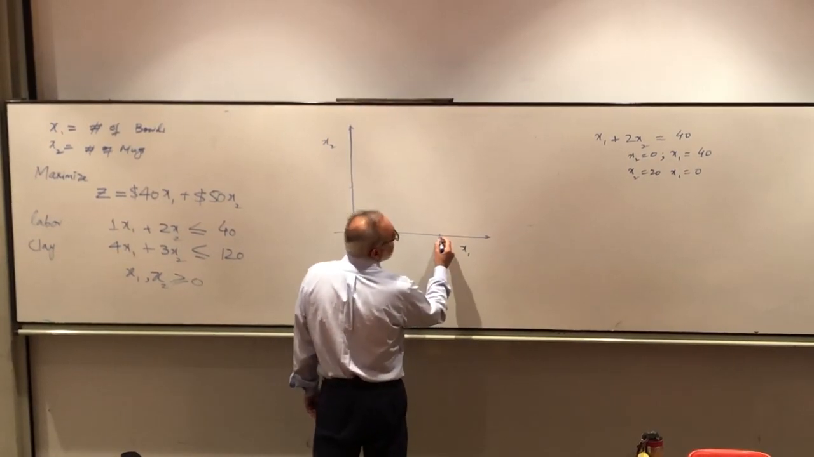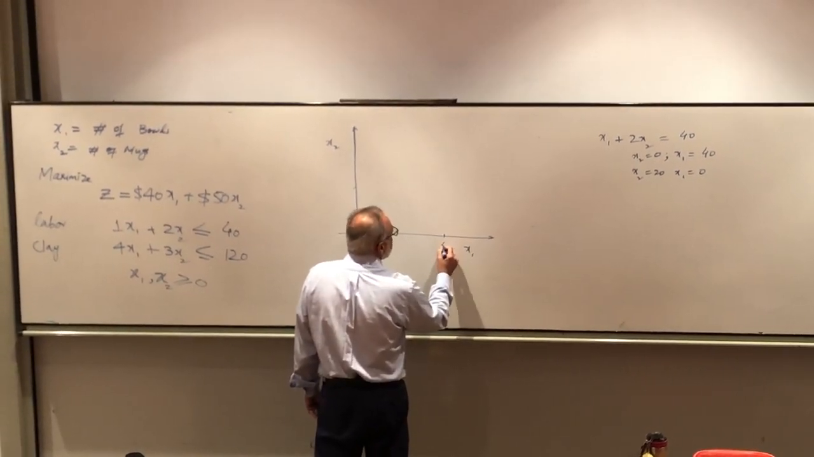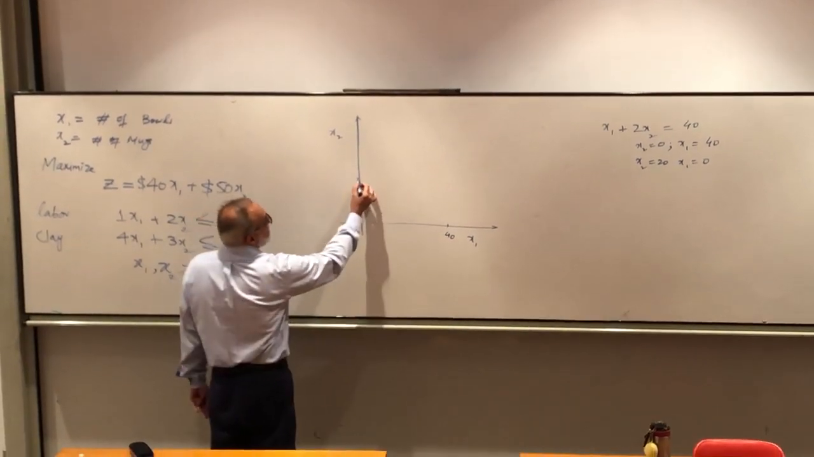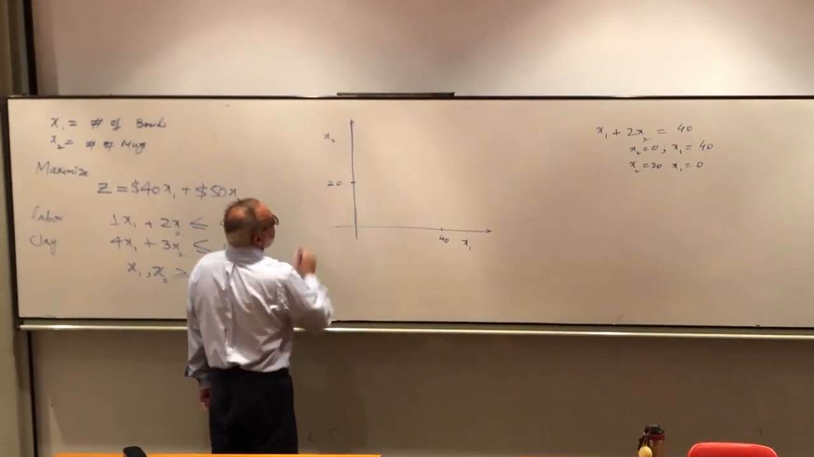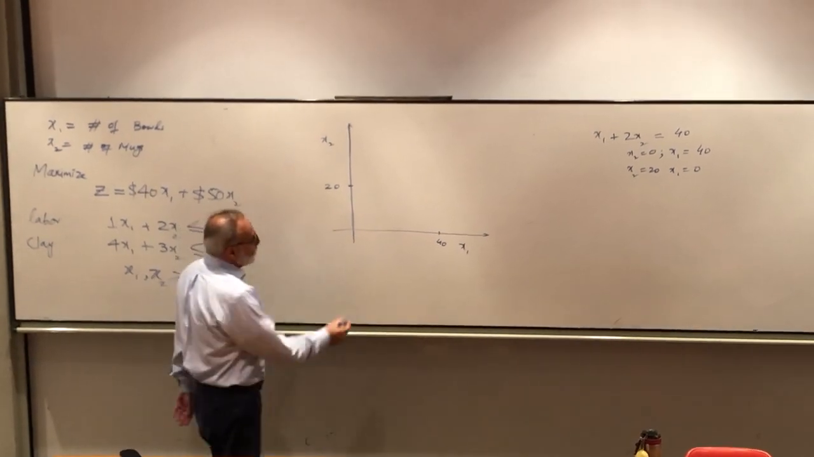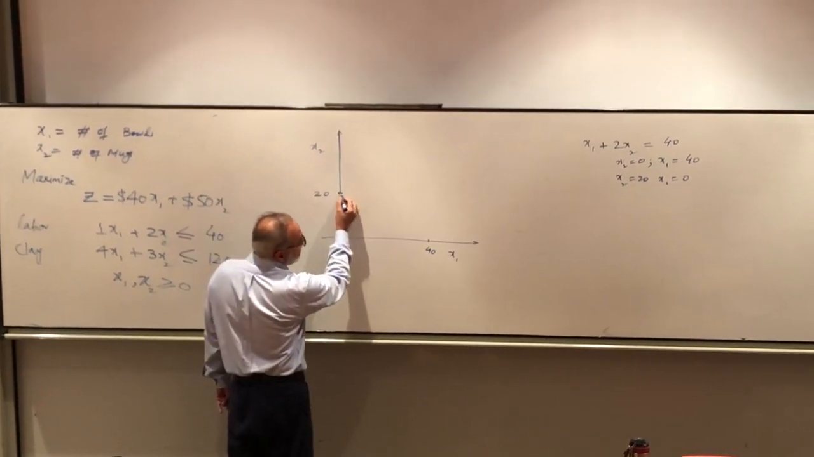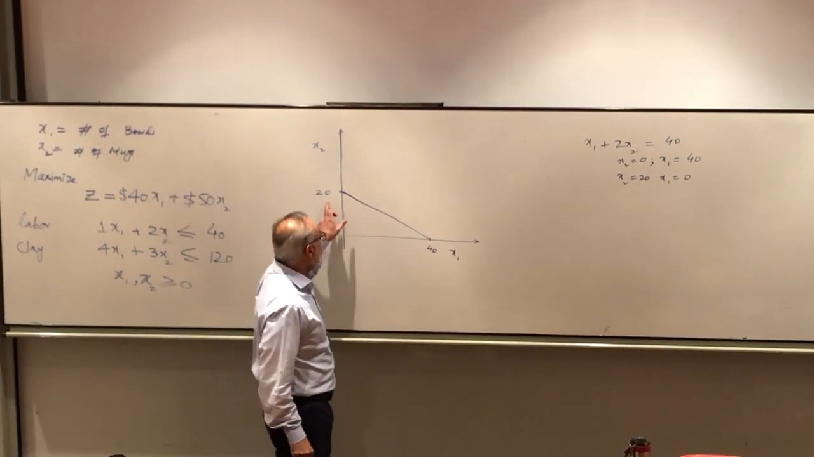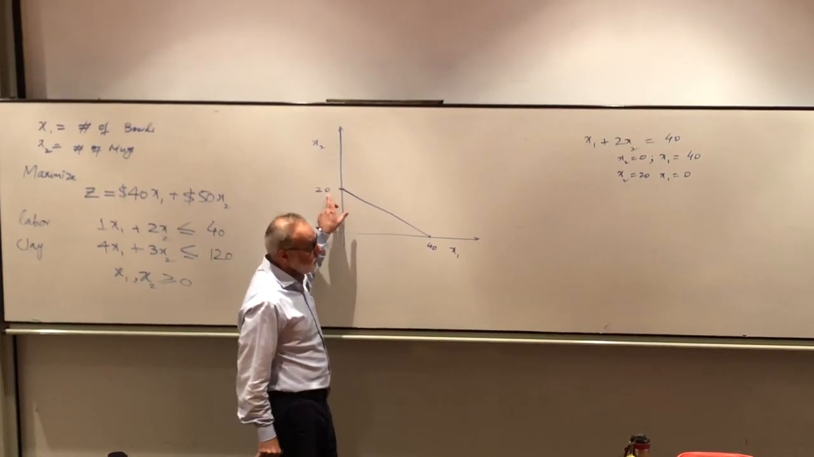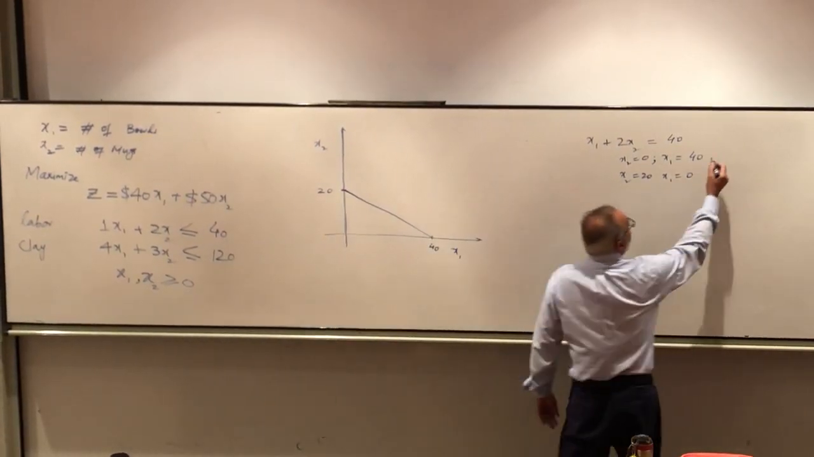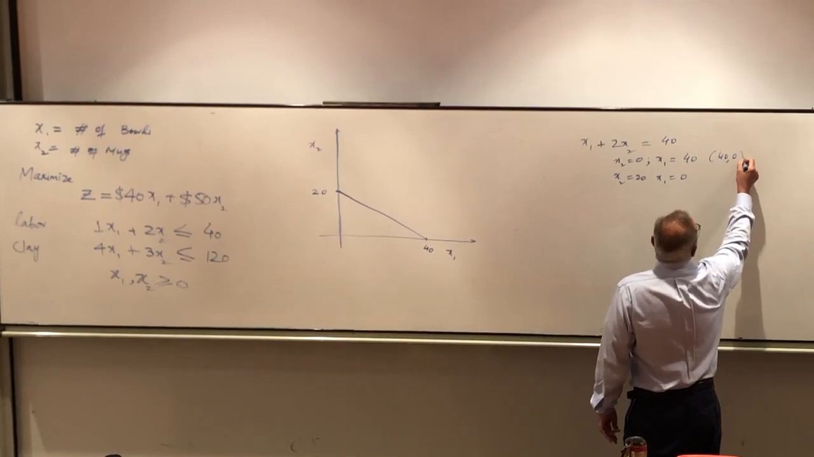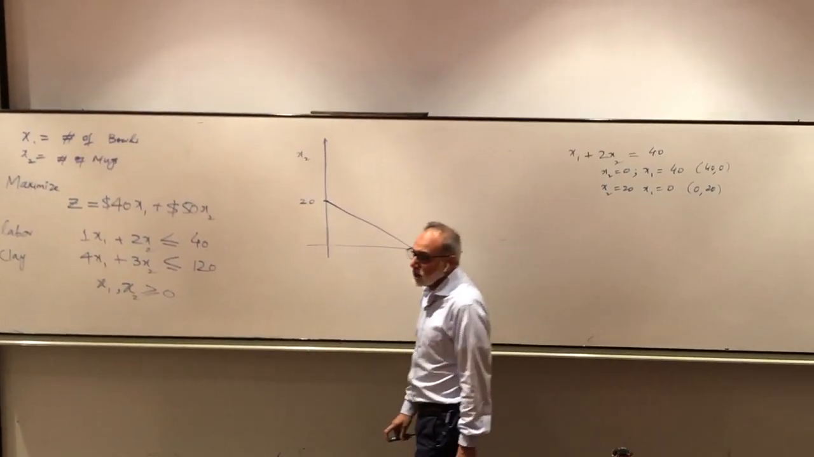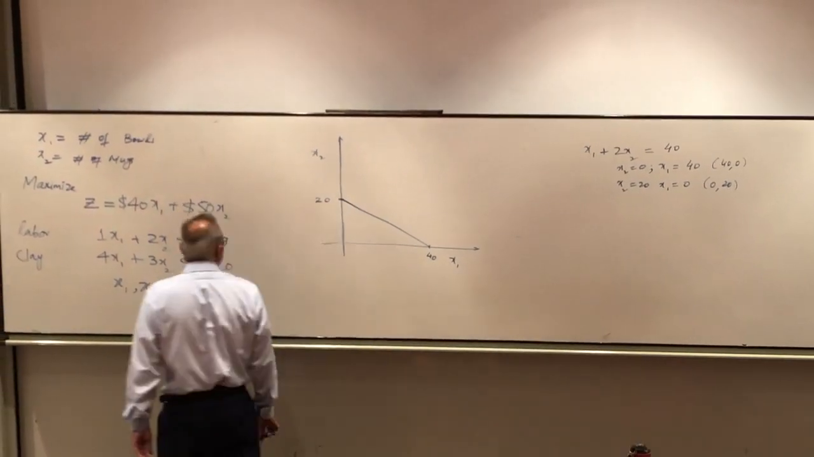Let's say this is x1 is 40 here. And let's say this is 20 here. These 2 points we just join. This is (40, 0). This is (0, 20). These are the 2 points. We have joined them.